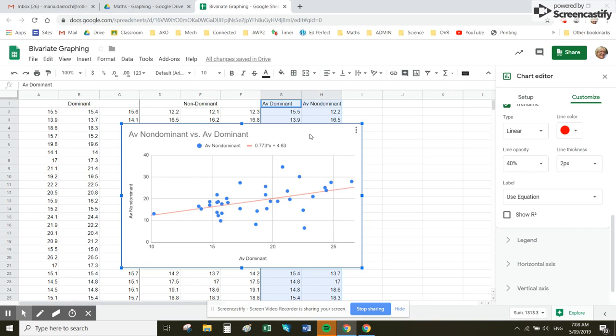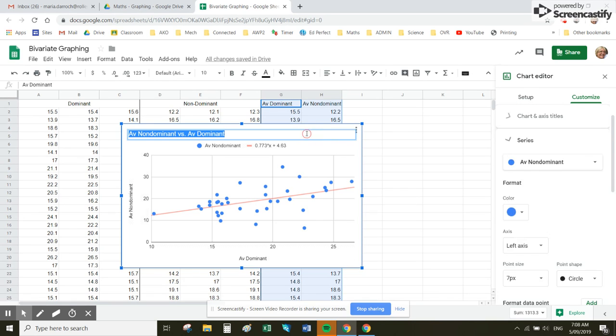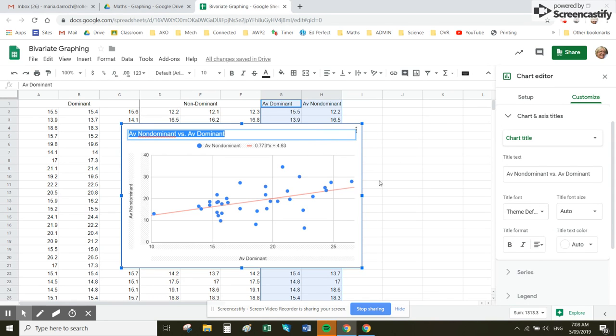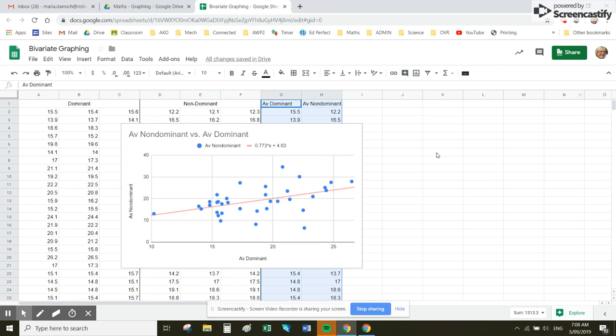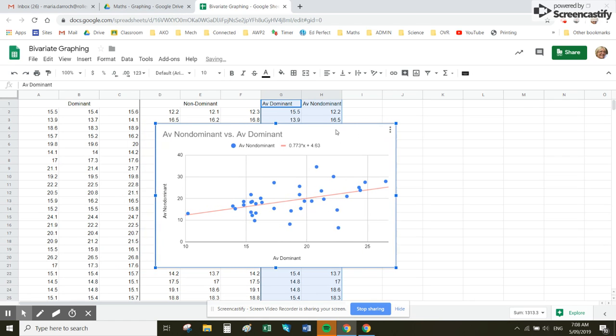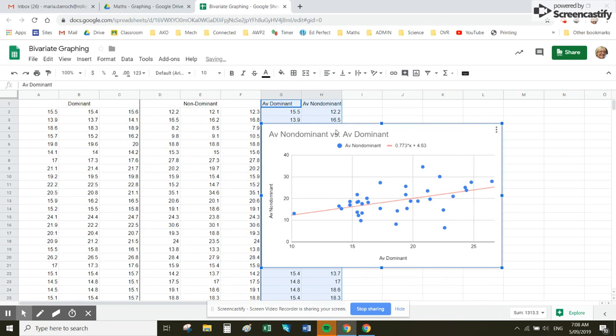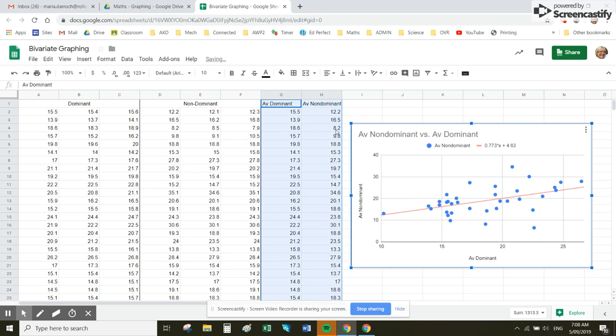So what I want to do is just shift this off my graph by using my arrow keys. If I click on it, I don't want to be clicked in the box. This wants to change the title. So I click on it, shut this, and then I can use my arrow keys to just shift it across. So it's off my data.